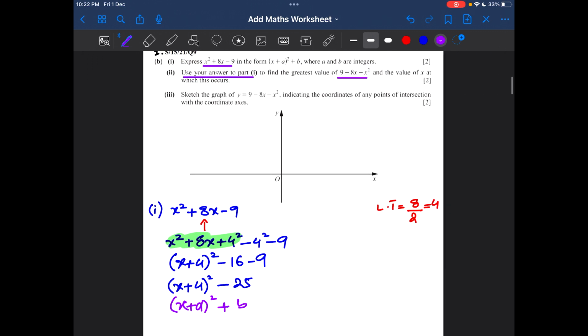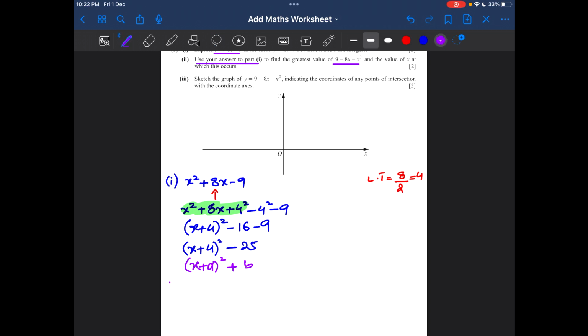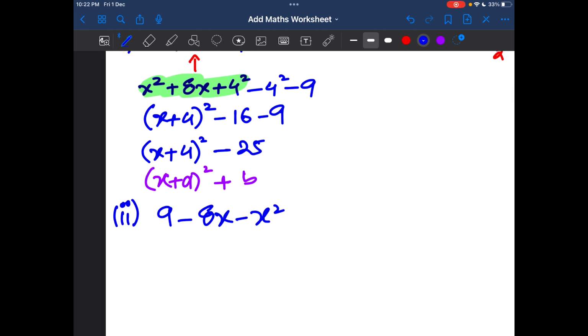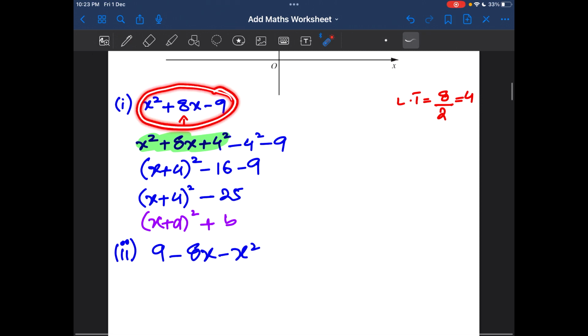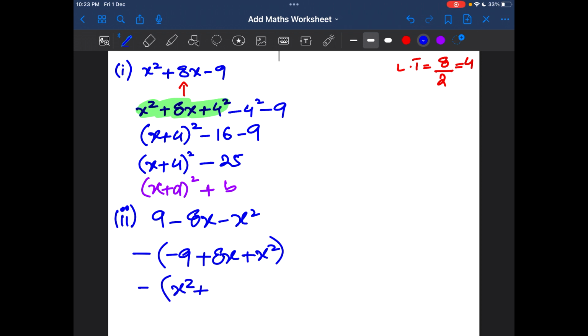Now, what is the connection between part 1 and part 2? If you write part 2 here, you'll get 9 minus 8x minus x square. This is the equation in part 2. The only difference between the part 1 and part 2 equations is the sign. If you take out the minus sign common from this equation, plus 9 becomes minus 9, minus 8x becomes plus 8x, and minus x square becomes plus x square. Now if you arrange this equation with x square in the first term, 8x in the second term, and the constant term last, you can see that the expression in the bracket is the same one which we have in part 1.